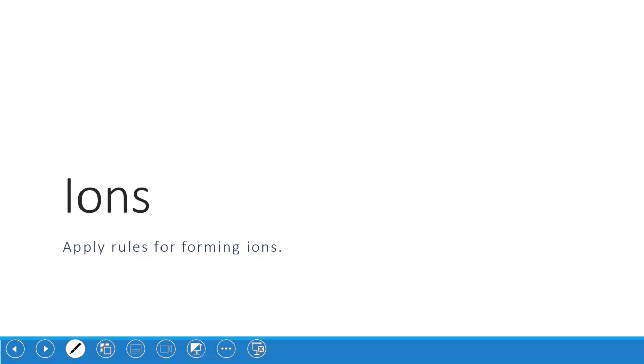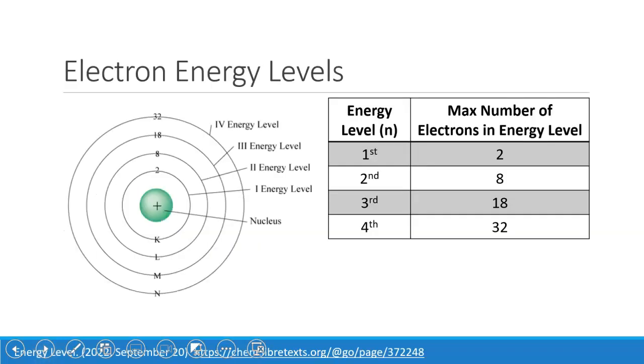The topic of this video is applying rules for forming ions. So if you remember from the last video, we talked about these electron energy levels. And if you don't, make sure you go back and watch that video, and the link is posted in the description. So, energy levels, the maximum number of electrons in each level is going to depend on the level that you're in, where you have 2 electrons in that first shell, 8 in the second, and so on.